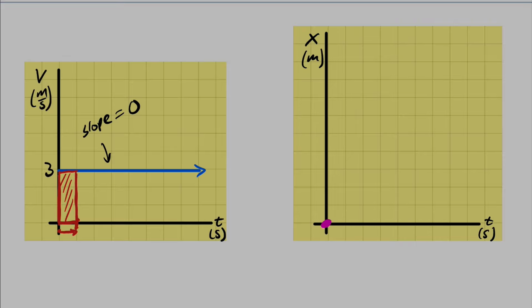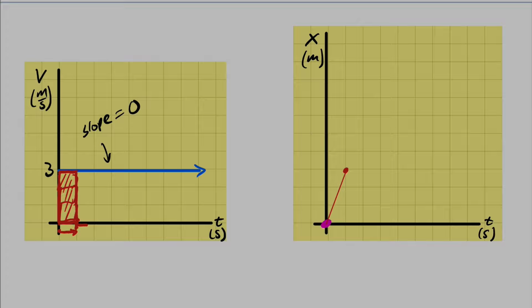And if I find the area of that rectangle, it's 1 times 3. And there's 3 squares there, so the area is 3 for the first second. What that means on the position graph is that my position went from 0 to 3, assuming I started at 0. I don't have to, but in this case I did.